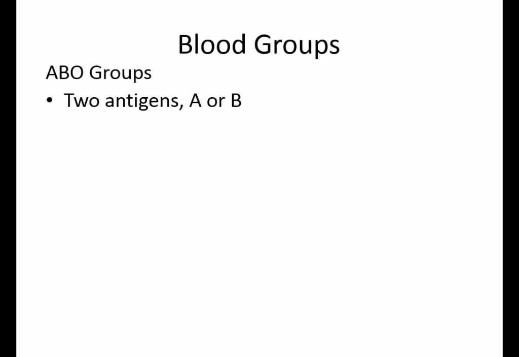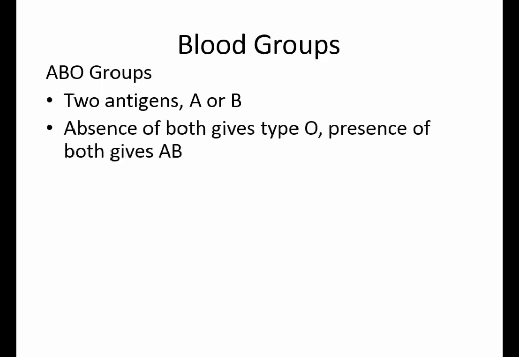There are two basic blood groups or types we need to worry about. In the ABO group, there are two basic antigens, either A or B. If you have neither of the antigens, you have type O blood. If you have both antigens, you have type AB blood. Only one antigen, either A or B, then you have that type of blood.